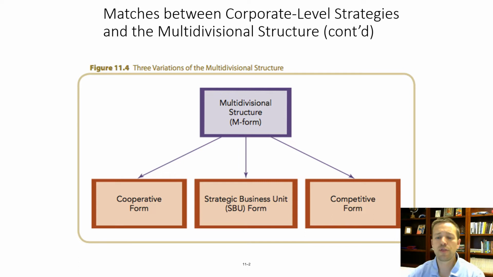All right, the third one is the competitive form, and that's when you just have unrelated diversification, when your products just don't have very many similarities. There aren't many economies of scale that can be gained. There's just not much synergy there. And so with the competitive form, there's not cooperation. In fact, there's the opposite of cooperation between the business units. In the competitive form, there's competition.